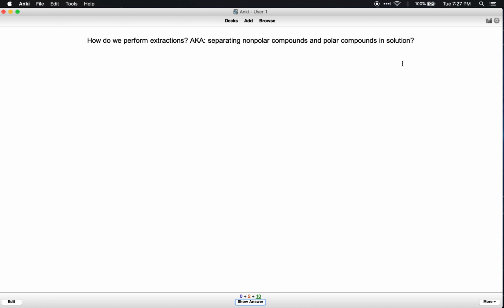So extraction for nonpolar and polar compounds in solution, you basically take two immiscible solvents, one polar and one nonpolar, then you drop your compound into solution, and you mix it up. Basically the polar compounds will go into the polar phase, and the nonpolar compounds will go into the nonpolar phase. When you mix, you get two layers. You get an organic layer, which contains your nonpolar stuff, and that's at the top, and you get the aqueous layer, which contains your polar compounds, and that's at the bottom. And you can separate them out using a separatory funnel.